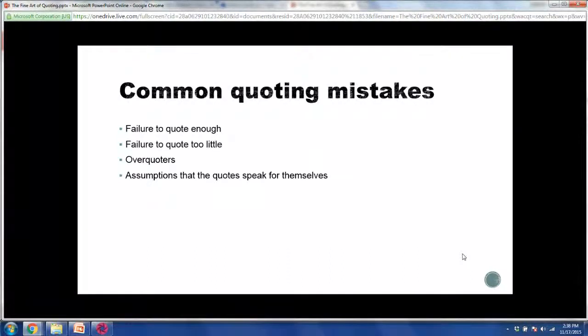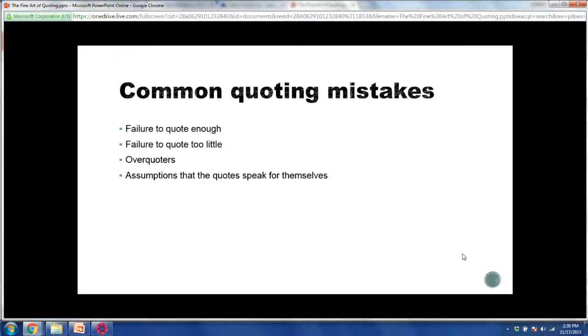But there are common quoting mistakes. You can fail to quote enough. You can quote too little. You can quote way too much, which tends to be the problem that a lot of my AP students have: they quote too much, or they quote a little bit and then use ellipses to get out of it. So there's a real art to quoting.